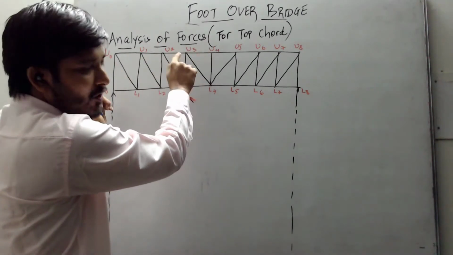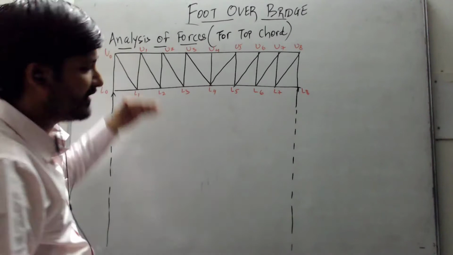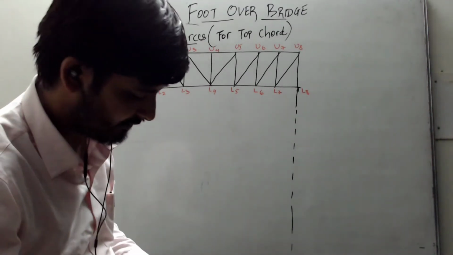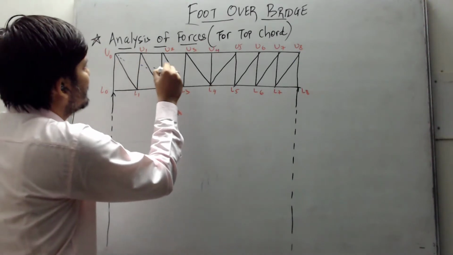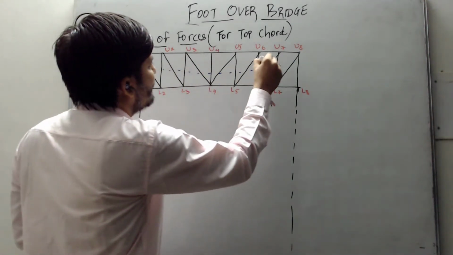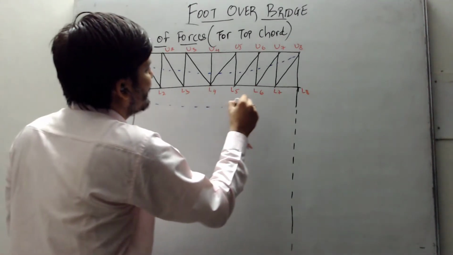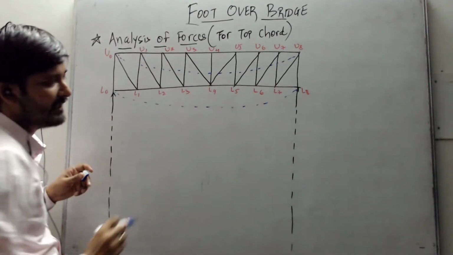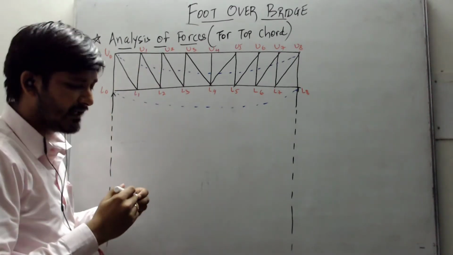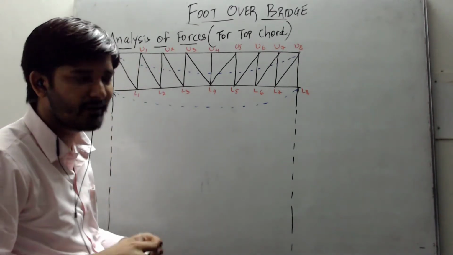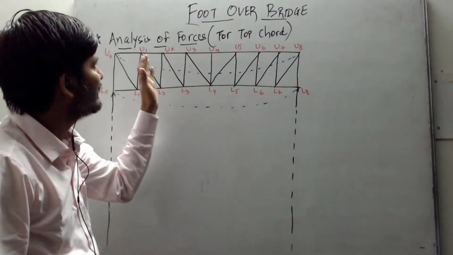This is also called compression members, because if you see the deflected shape of this, if I draw the deflected shape, it will deflect something like this. The top part will deflect like this, the bottom part will deflect like this. So bottom chord members will be under tension and the top chord members will be under compression. So either I can say top chord members or the compression members. So we are going to find out the forces in compression members, that is also called top chord members.